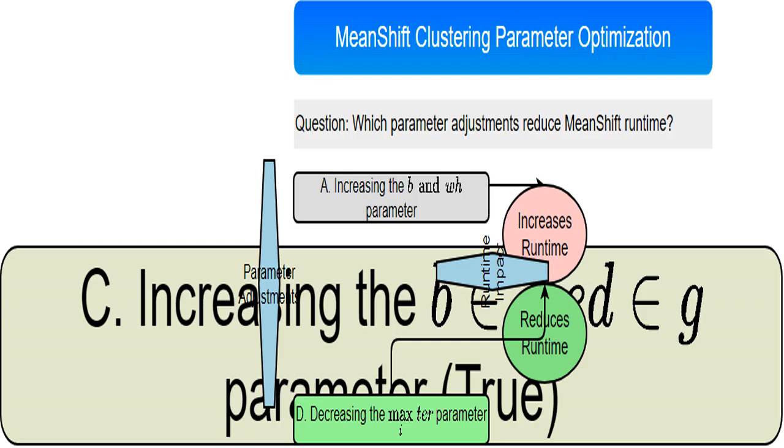Bin seeding is a clever optimization. Think of it as pre-sorting your data into bins before clustering. This reduces the number of starting points, significantly speeding up the process. Switching this to true activates this optimization and speeds things up.